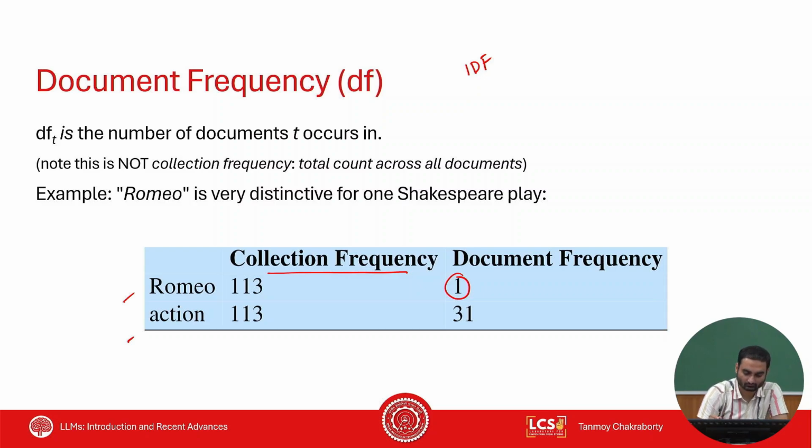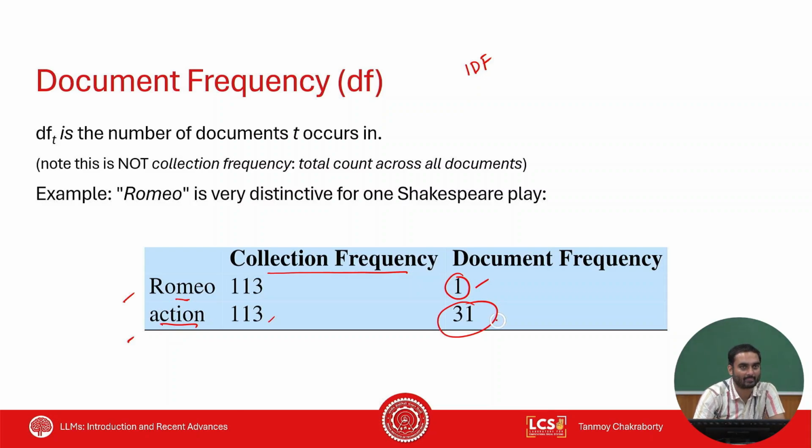Okay. So the word Romeo will have a document count of 1, whereas the word action, which is a more generic word than Romeo, right? Let's say its collection frequency is 113. But this collection frequency is distributed across documents. It is not that only in one document the word action appears 113 times. In total, it appears 113 times, fragmented, right? And let's say there are 31 documents where the word action appears.